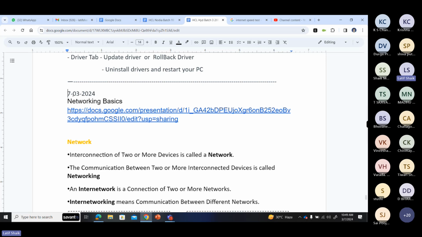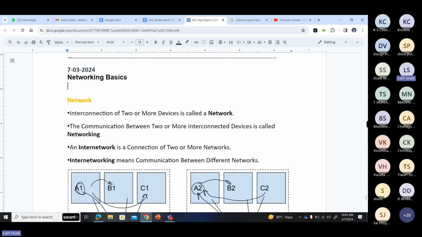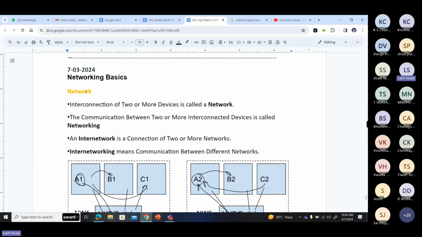So here it is today. Our topic is networking basics, or networking essentials. I'll try to give you the maximum number of parts, as much of the network as I can, depending on time. The topics are related to networking basics.